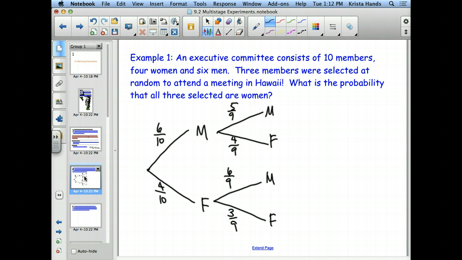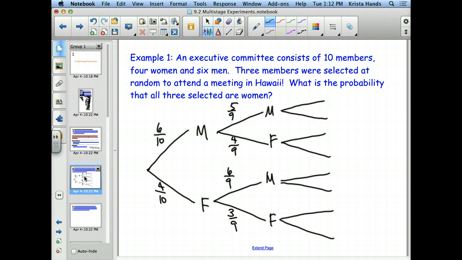Okay, is this making sense? Everybody okay with this? But I'm not done. Why not? I need 3 people to go on the trip, and so far I've only had 1 experiment right here, and the second experiment right here. So I need to draw again. On the end of each of these tree branches, I need to draw 1 more set. This will be my last set of branches. And again, each one of them has either male or female at the end.